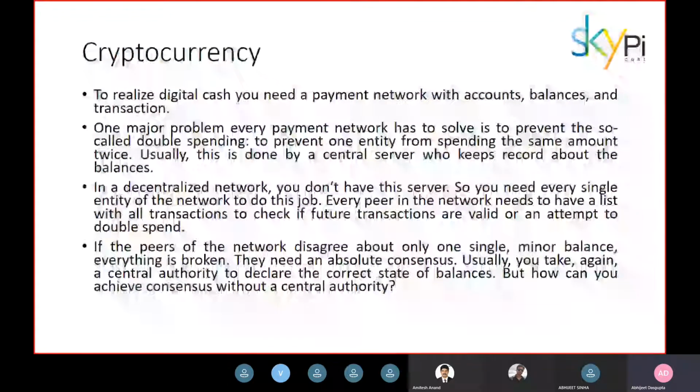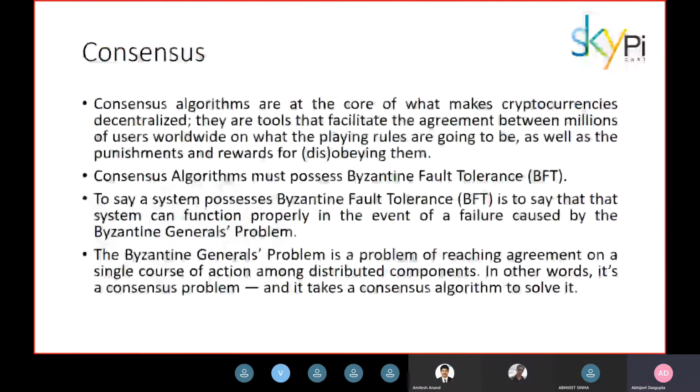Consensus algorithms are basically algorithms which are at the core of what makes cryptocurrencies decentralized. They are tools that facilitate the agreement between millions of users worldwide on what the playing rules are going to be, as well as the punishment and rewards for disobeying or obeying them. Basically, these consensus algorithms are what make the entire blockchain or cryptocurrency network go. They maintain which transactions are to be allowed and which transactions are to be discarded based on this consensus.